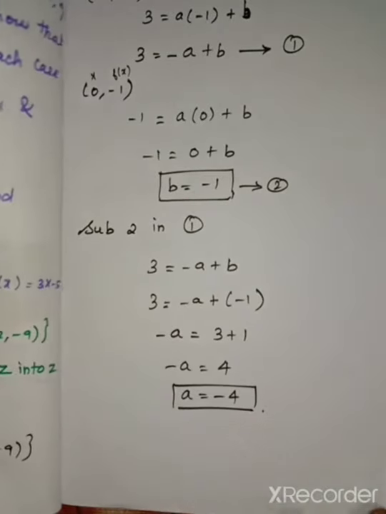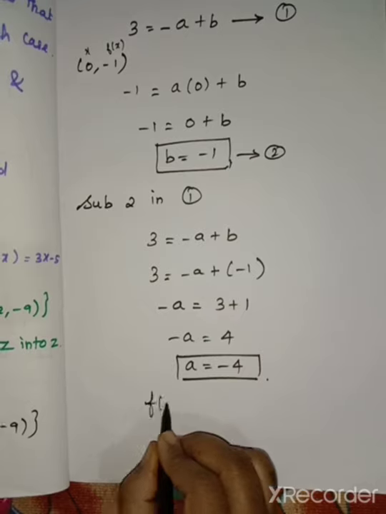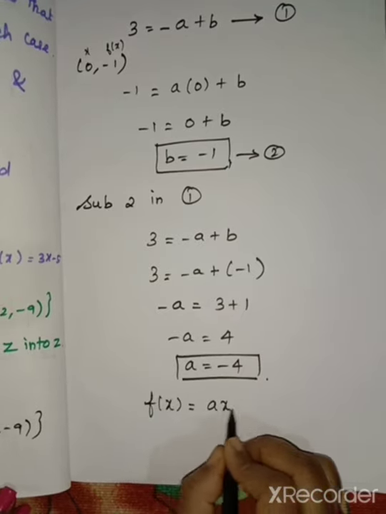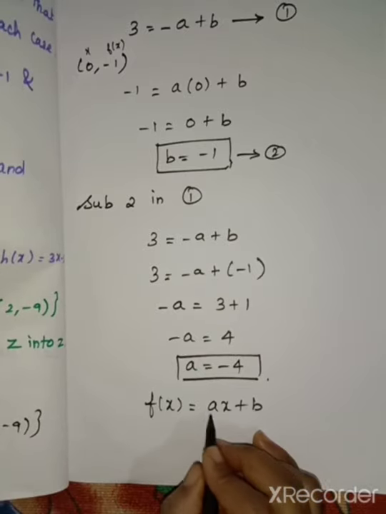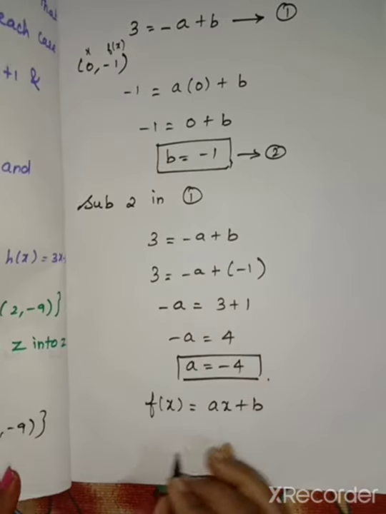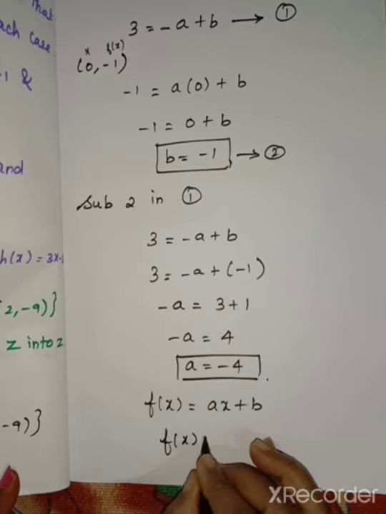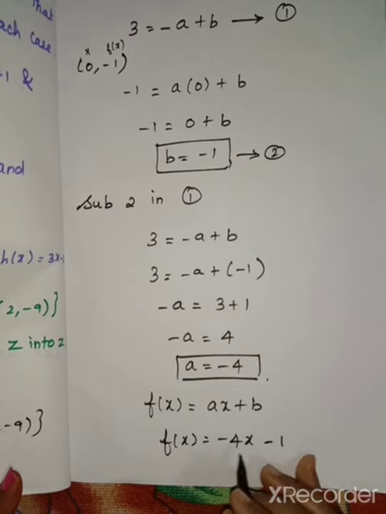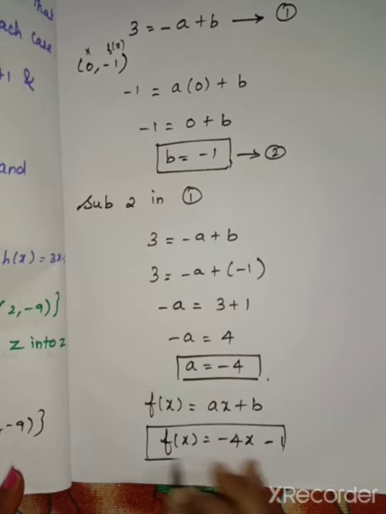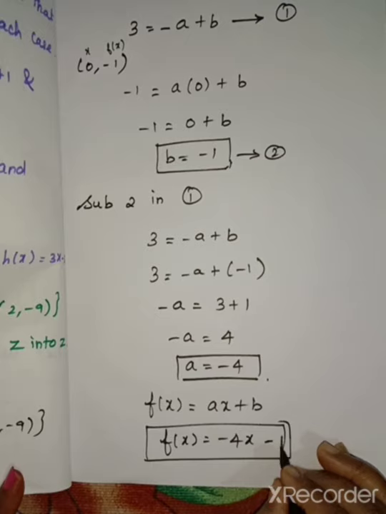Now we substitute in the equation f of x equal to ax plus b. We know the function is linear. In place of a and b we substitute, so f of x equal to minus 4x minus 1. So the answer is f of x equal to minus 4x minus 1.